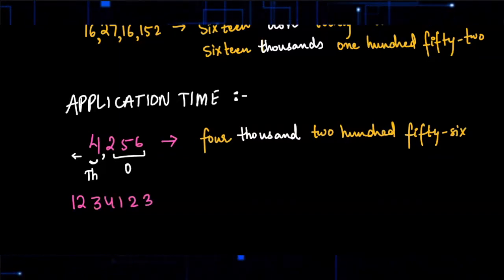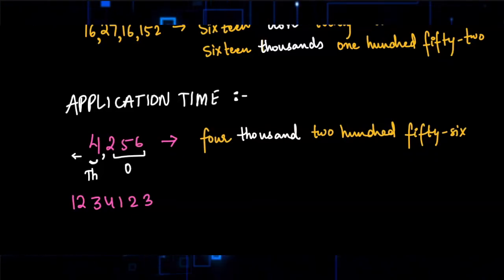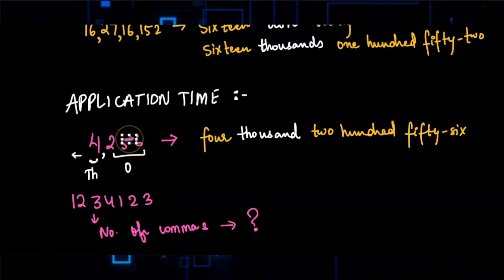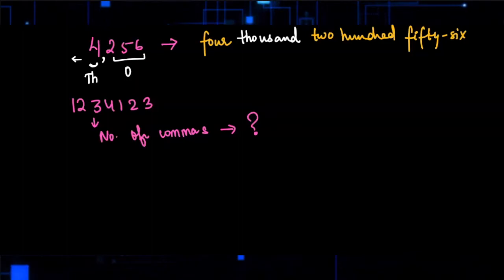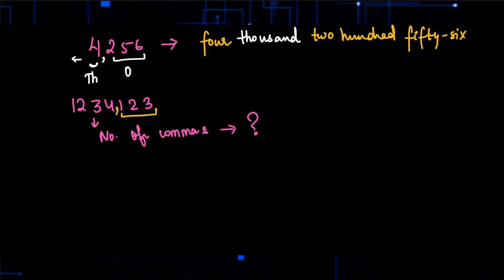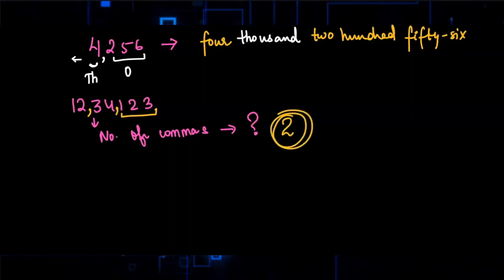Okay, next question. 1 2 3 4 1 2 3. Can you tell me how many commas will be needed here to separate this number according to its period? Just pause and tell me. Number of commas. How many commas will we put here? Okay, now let's check. First of all we'll take the last three numbers. This is our first comma and then 2. So we need a total of 2 commas. Students who have answered 2 are correct.